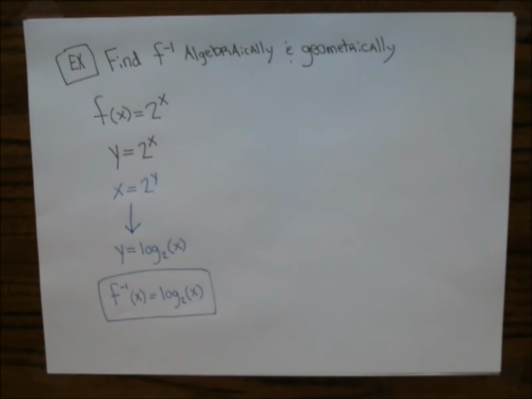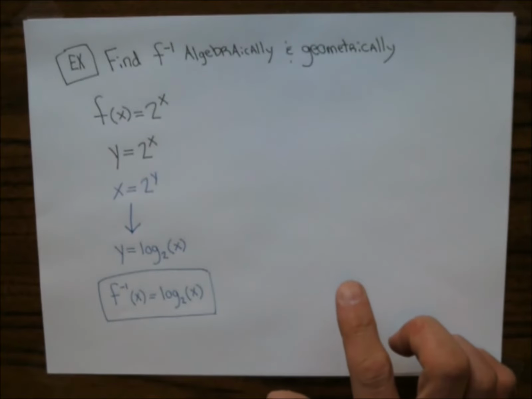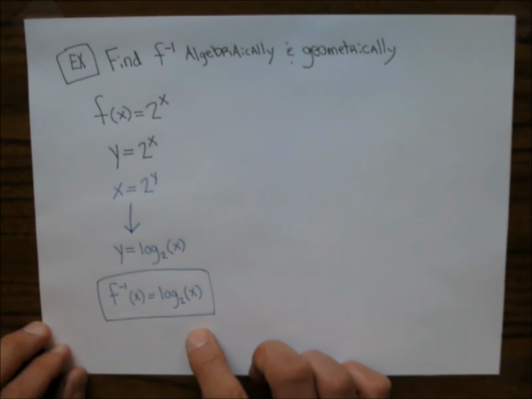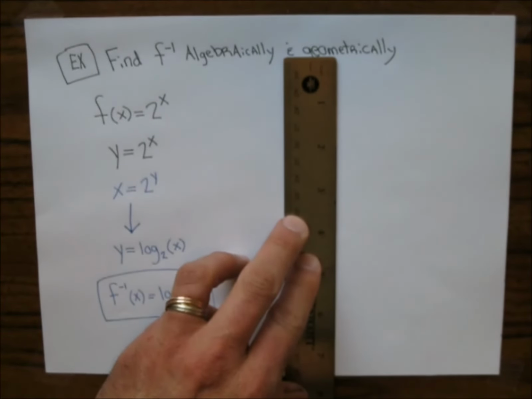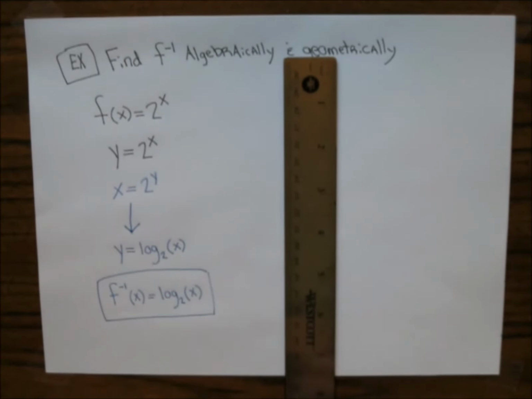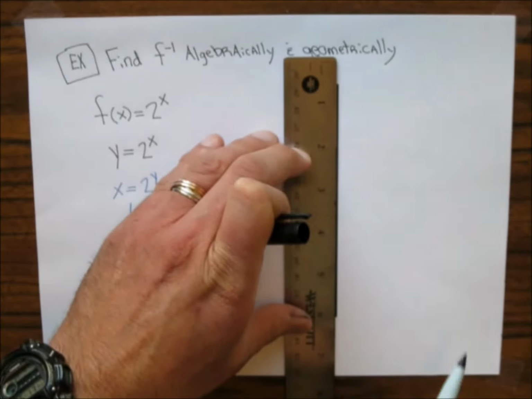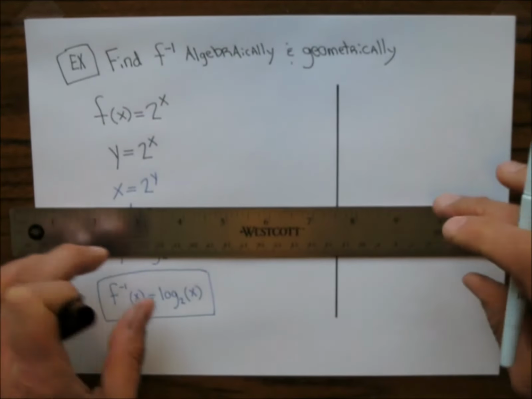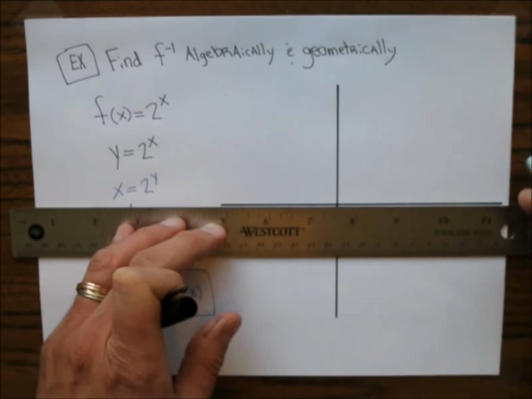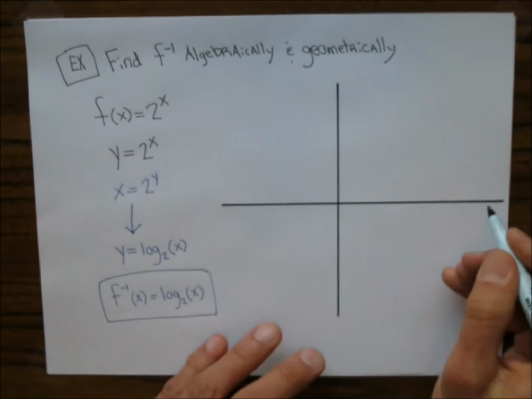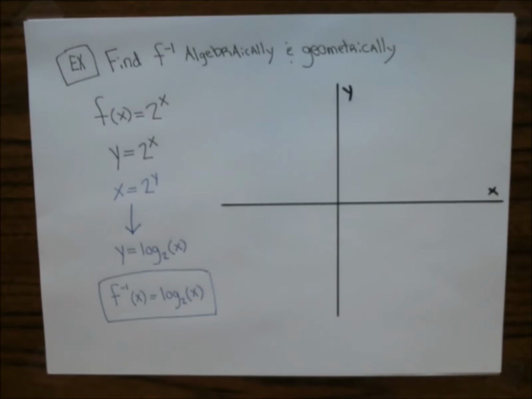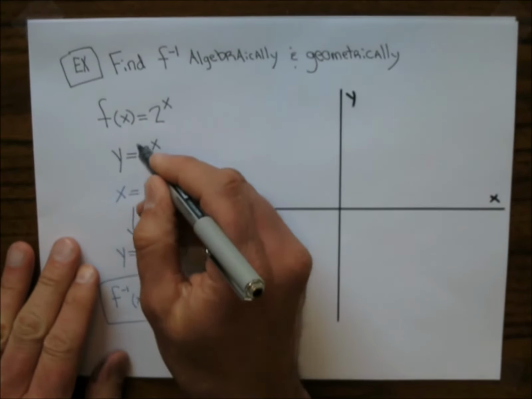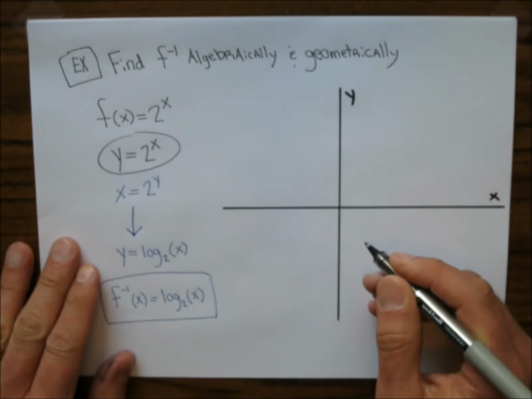Okay, so what are we going to do? Now we're going to find f inverse. We're going to do that graphically here. We're going to find the graph of that. Let's go ahead and put the y-axis and the x-axis. Well, I know how to find this one right here: y equals 2 to the x. It's the one where the airplane's taken off.